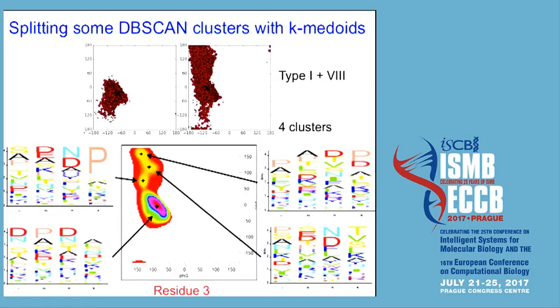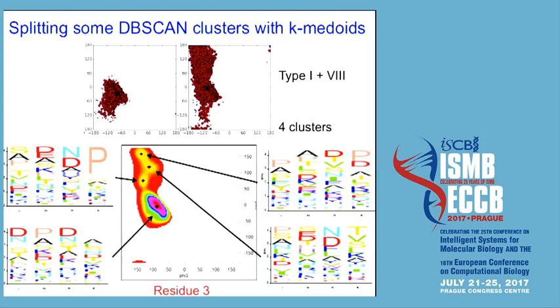Some of the clusters we got were too large. So this is the type 1 and type 8. So type 1 are alpha, alpha, and type 8, in the old nomenclature, is alpha and beta, sort of up here. But instead, DBSCAN was completely unable to separate those into separate piles. And so what we did is we applied k-medoids to the resulting points from this set of data, and just by eye, picked out 4 different clusters. And these are the sequence logos for these 4 clusters.